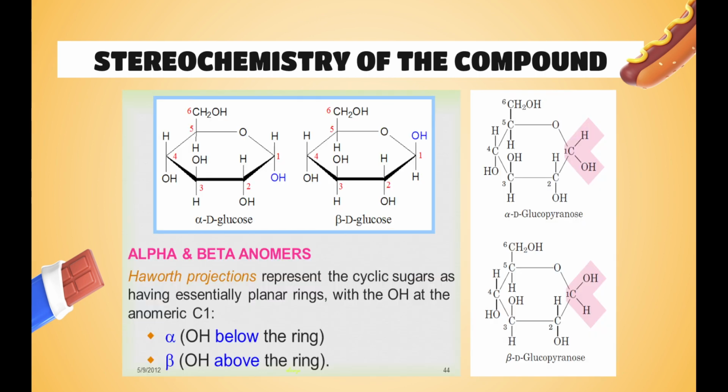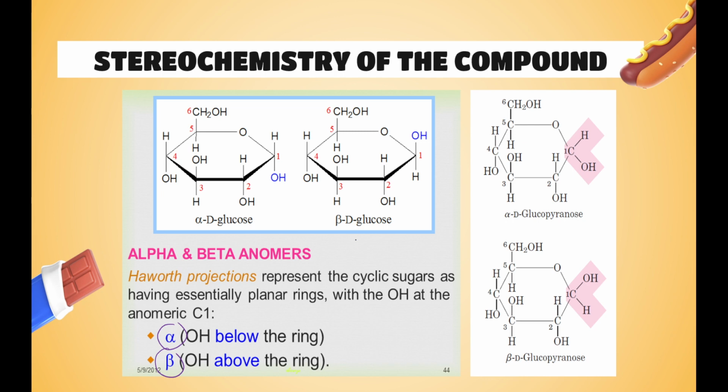Now, anomers can be differentiated, or the designation for anomers is the words alpha and beta. This is what we said earlier in our example of starch. What differs starch from cellulose is the alpha glucose and beta glucose. So, we will discuss it here. Now, where do we look for alpha and beta? For alpha and beta anomers, Haworth projections represent cyclic sugars as having essentially planar rings with the OH at the anomeric C1.